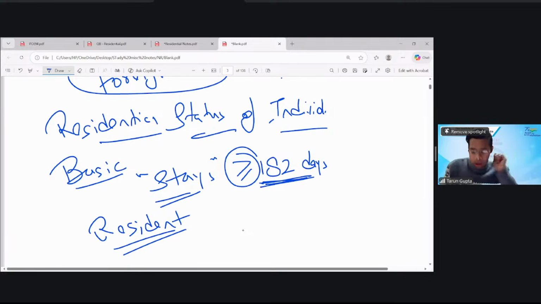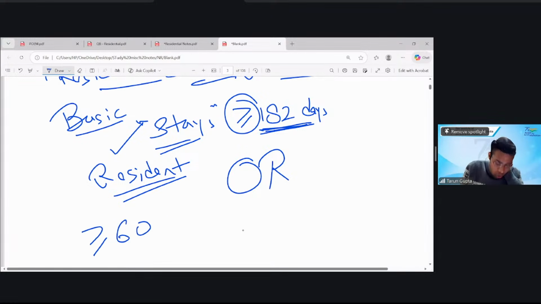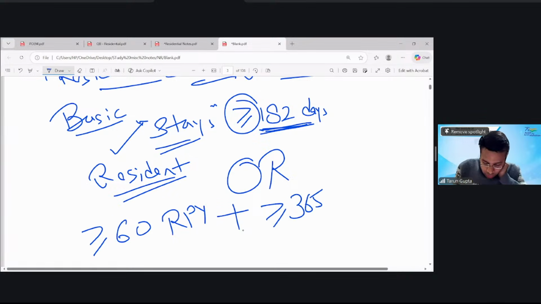Here with me? The second condition is an alternative. Either he satisfies this condition, he stays in India for 182 days or more, or if he is in India for 60 days or more during the relevant previous year, the previous year for which we are ascertaining the residential status, and he was in India for 365 days or more in the last immediately preceding 4 previous years.